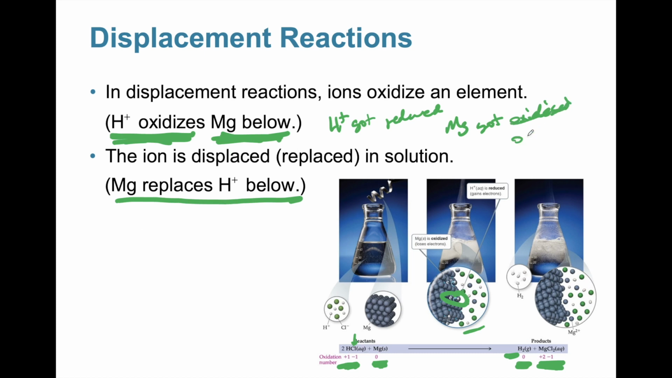I don't even know how to draw. I can't even spell oxidized. Whatever. You know what I'm saying, right?